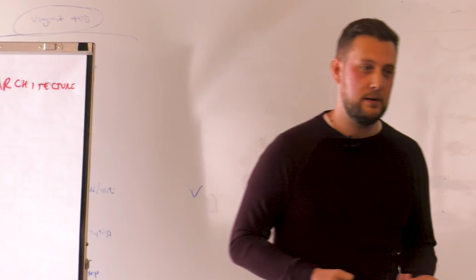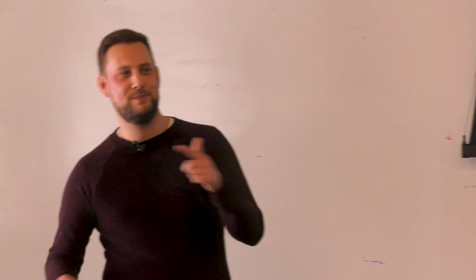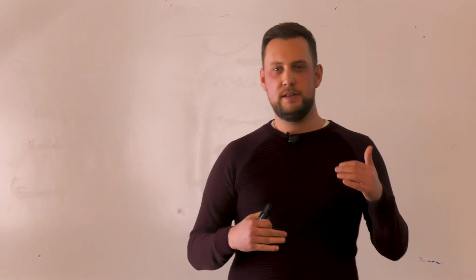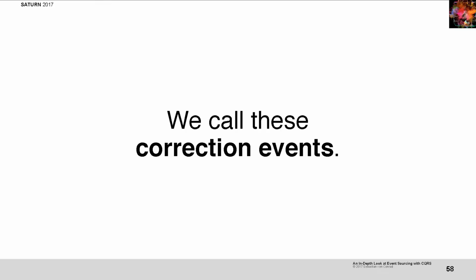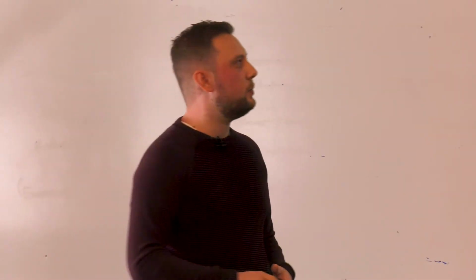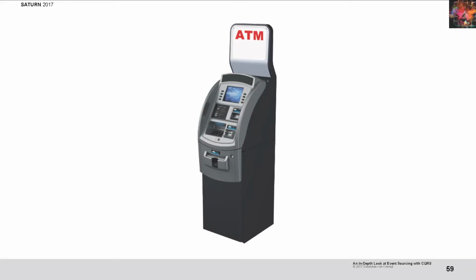They can't do that. What they do is they get the other person to transfer back some money, and correct. They create more data to correct the thing that wasn't quite right. And in event sourcing, we call these correction events. So we have an event that may not have been right, and then we add another event on top, which we call a correction event.